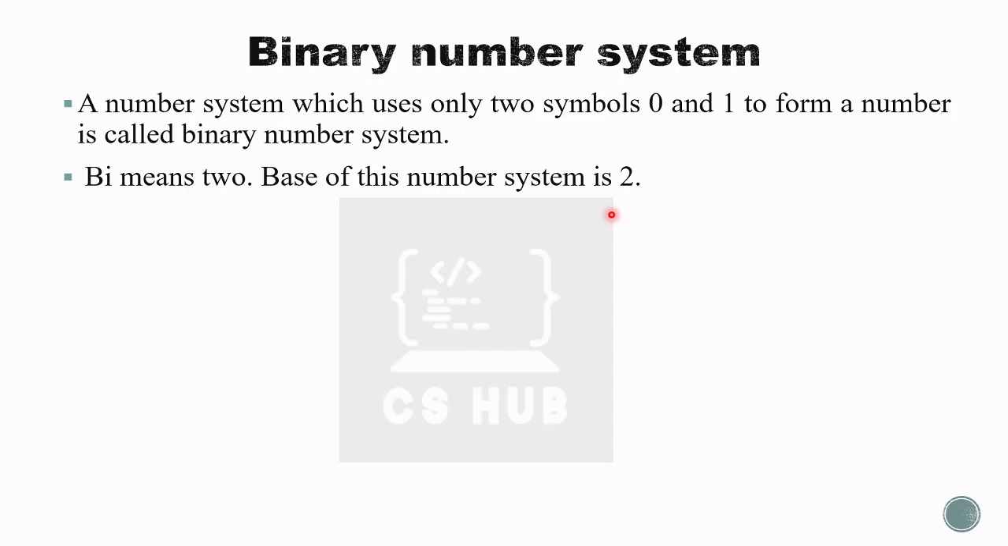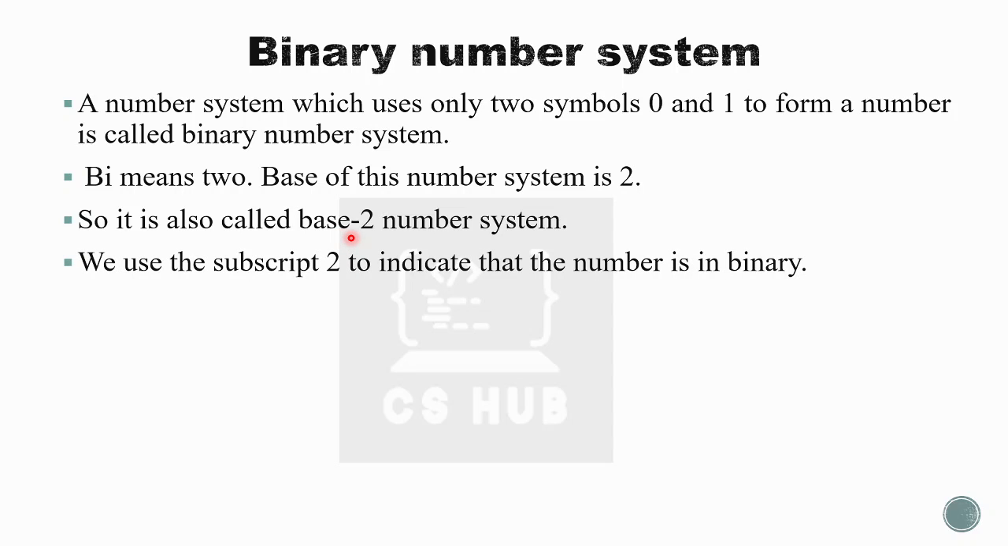One thing I forgot: in the decimal number system, decimal comes from the word deca, and deca means 10. So in this decimal number system, we are using 10 symbols. Like that, here bi means 2, so in this binary number system, we are using two symbols. So its base is 2. It's also known as the base 2 number system, like base 10 in decimal. And it's a positional number system.